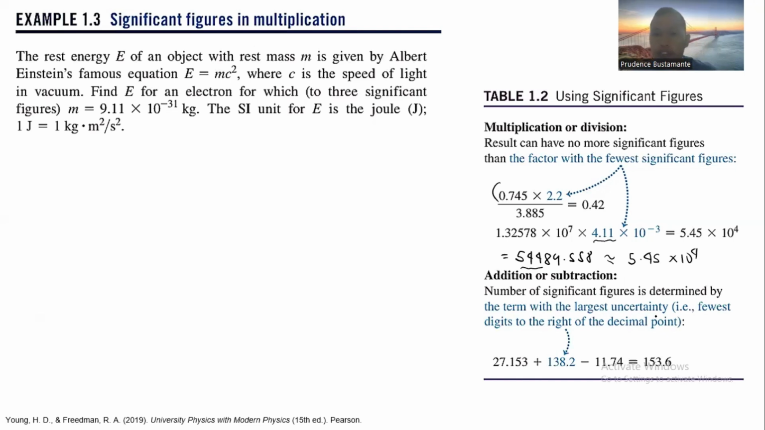Okay. How about addition and subtraction? The rule in addition and subtraction is that the number of significant figures is determined by the term with the largest uncertainty. Or in another sense, you just look at the fewest digits to the right of the decimal point. You just look at which of the given has the fewest digits to the right of the decimal point, then your final answer should be like that.